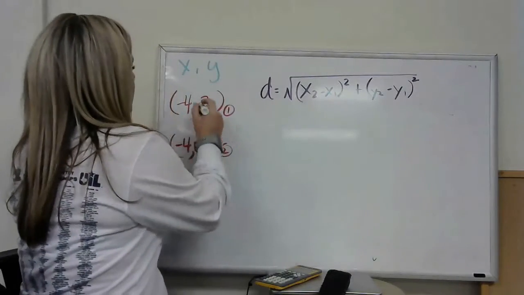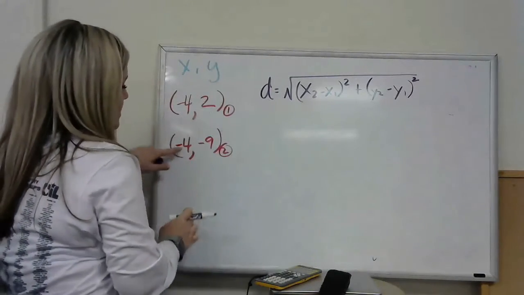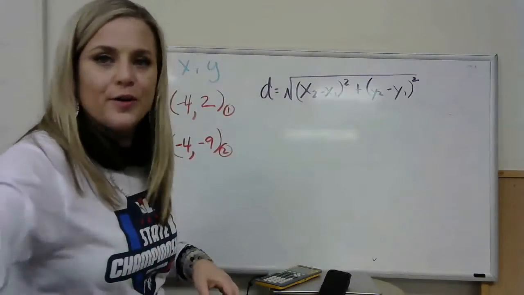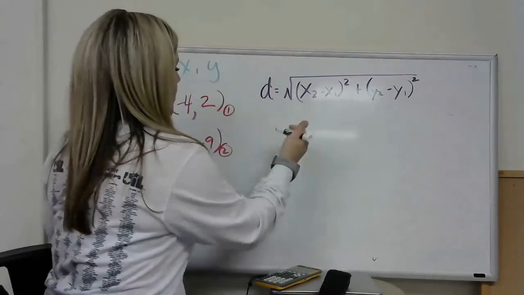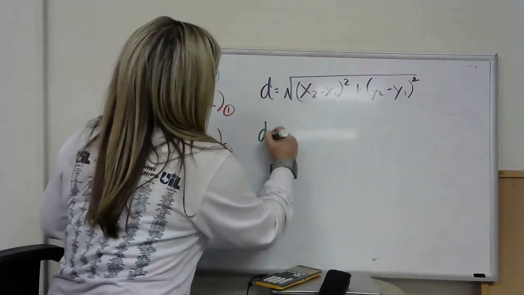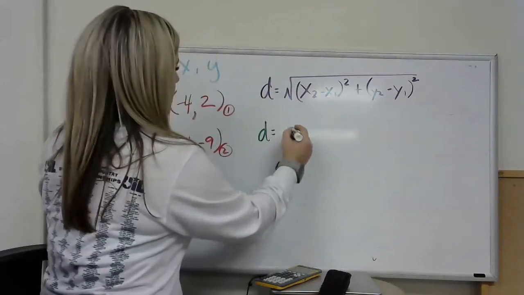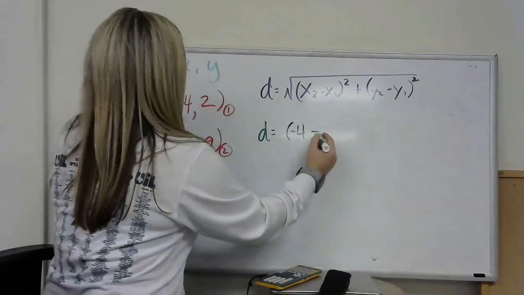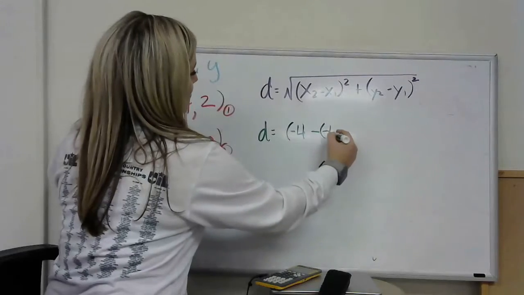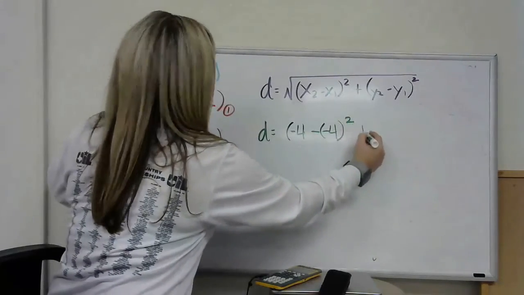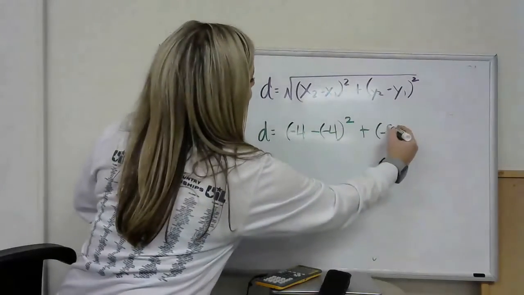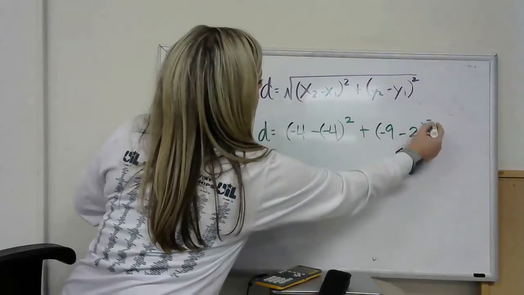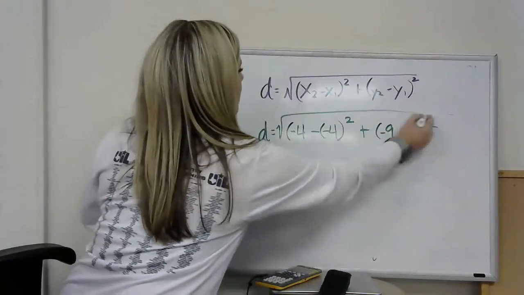All right, so here is my x's right here. This is my second x. Oh, let me get a different color. Okay, do this green. All right, so D equals, and we're going to do -4 minus -4, close parentheses, square it, plus -9 minus +2 squared, and square root of all that.